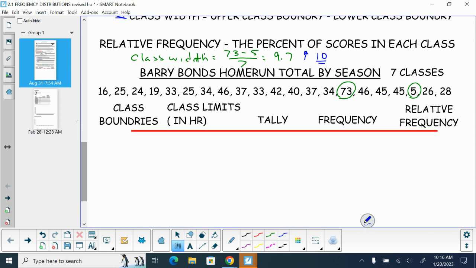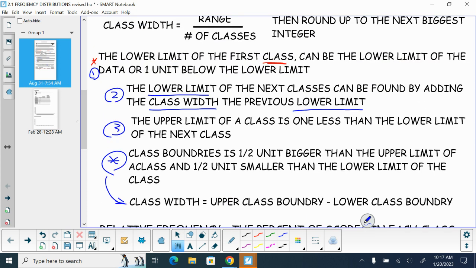Okay, so this is our class width as a value of 10. Now, we can either start with our smallest data value or go one less than that. I'm going to go one less than that today for our first class limit. So I'm going to start at 4 with my first class limit. Okay, that's step 1. The lower limit of the first class can be the lower limit of the data values or 1 unit below that. If you go 2 below, your data values might not fit in.